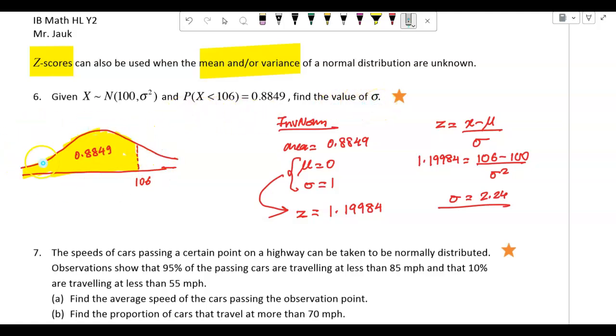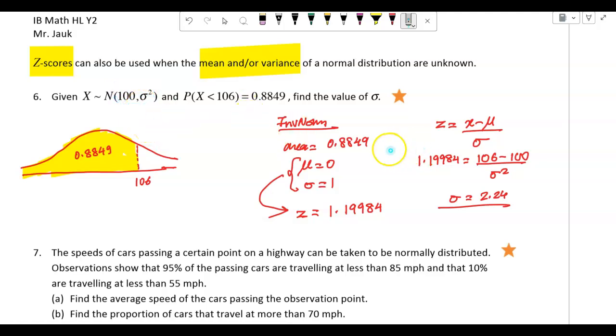So always start with drawing a diagram. Draw a bell-shaped curve. Probability that X is less than 106 is 0.8849. Now one thing is very sure, you have to use inverse normal, because you have the probability. Inverse normal, left, probability left. Now do you know the mean and the corresponding standard deviation? I know the mean is 100. You know the mean, but you don't know the corresponding standard deviation. You need to know this as a pair. If you're entering this, you have to enter this. You can't enter anything else.